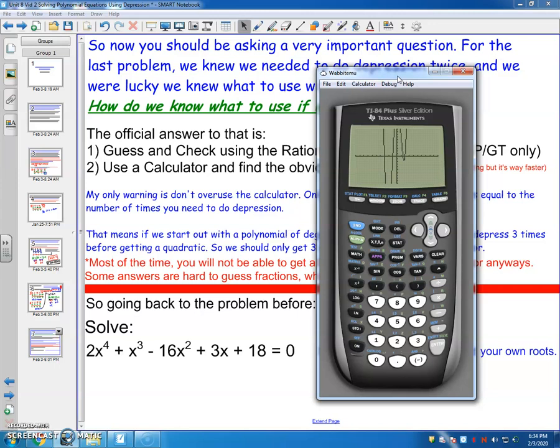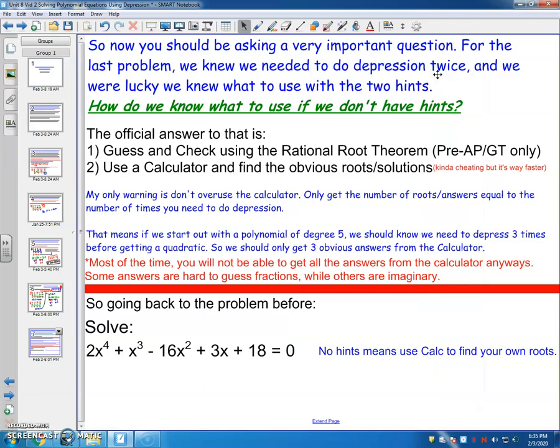So you can press trace and guess. For example, I see negative 2. I'm going to trace negative 2. I press enter. Nope, that's wrong because y is not right. Okay, how about negative 1? If I do negative 1, y is 0. That's good. So I know one root, one answer. So I know x equals negative 1.